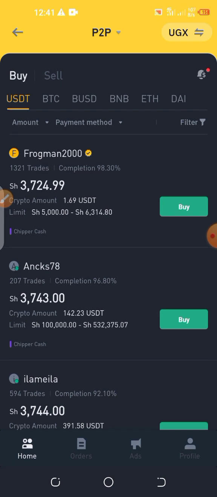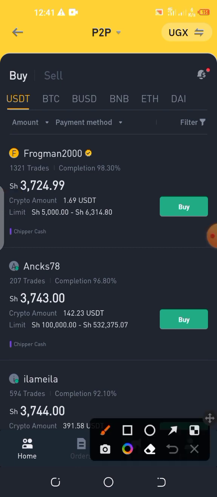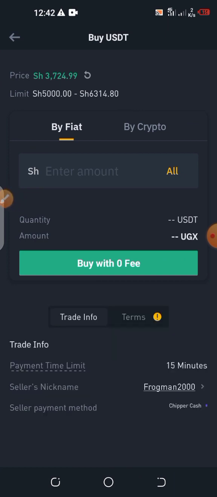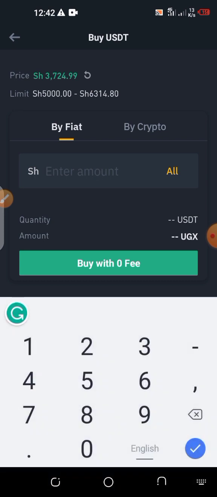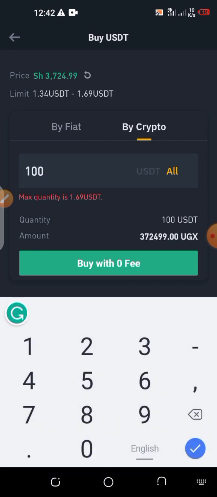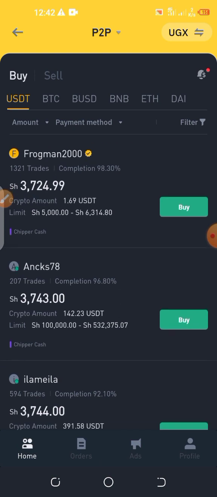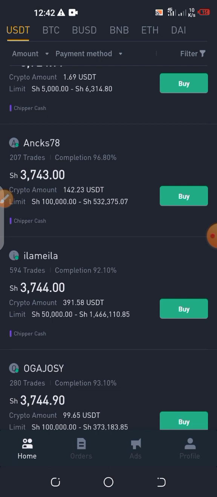The current price is 3,724.99. So you come here on buy and buy from this person. You tap buy. For example, we are going to be using a simulation of buying crypto here. You put 100 USDT, but this person is saying the maximum is 1. This guy has a small amount of crypto. Let's look for another one. Okay, we can use this one.